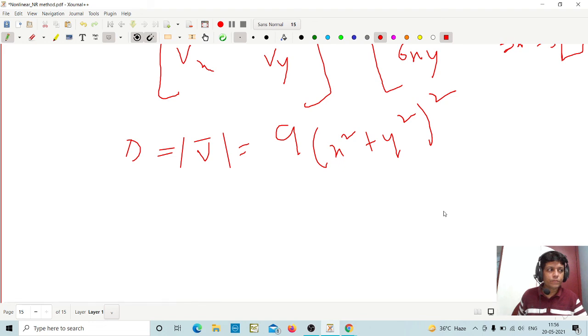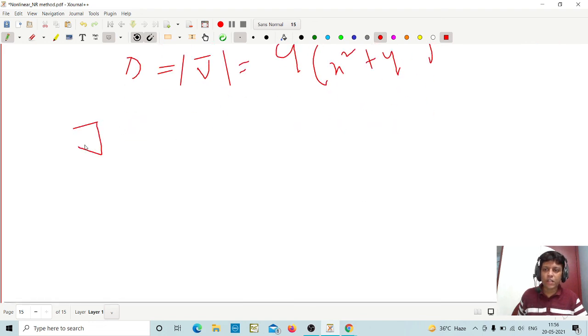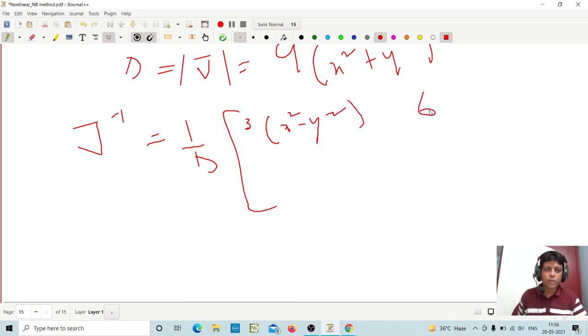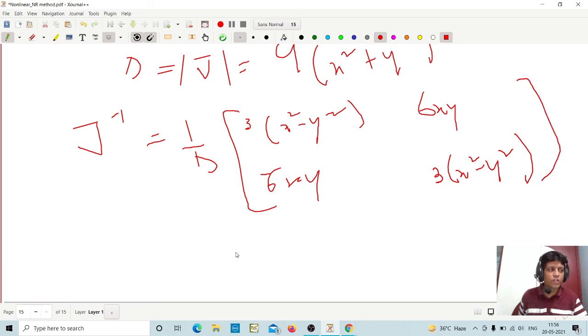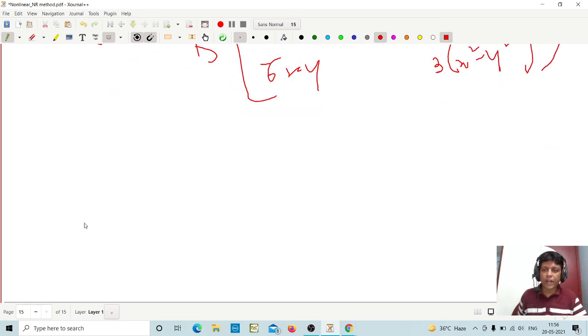Okay, and you can calculate the inverse matrix. J inverse is 1 by d times the matrix with 3x squared minus 3y squared, 6xy, minus 6xy, 3x squared minus 3y squared. You can verify this, please calculate by yourself. This is already calculated. This is the inverse matrix. So now you can apply your method.